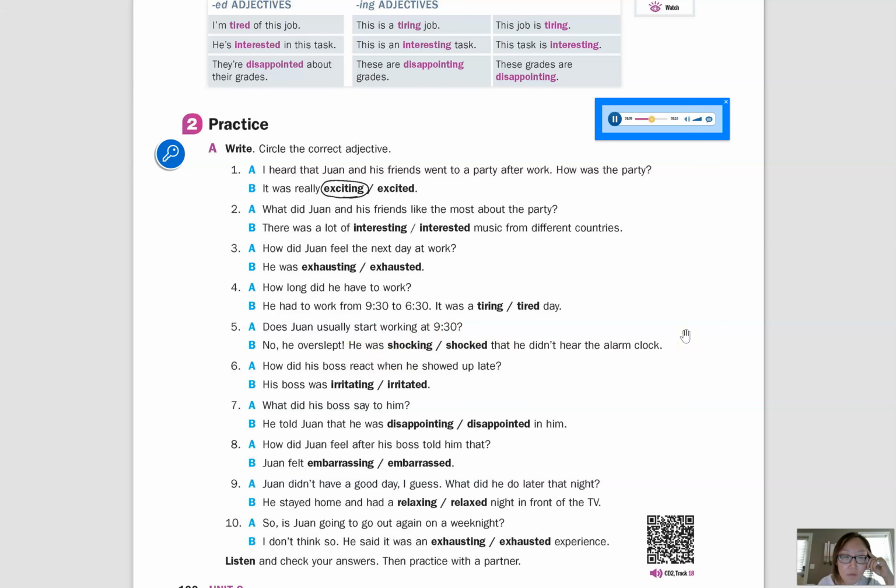6. How did his boss react when he showed up late? His boss was irritated. Okay, so his boss's feelings. Irritated. 7. What did his boss say to him? He told Juan that he was disappointed in him. Okay, and again, the boss's feelings, so disappointed. 8. How did Juan feel after his boss told him that? He felt embarrassed. Okay, this is a big hint. Juan feel, so embarrassed.